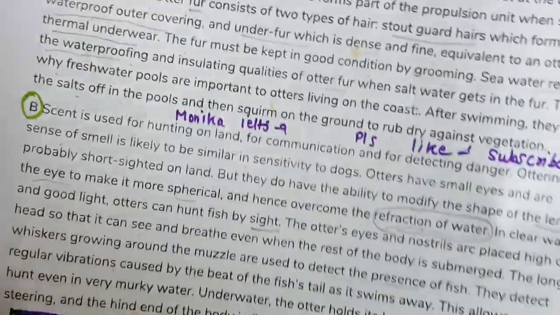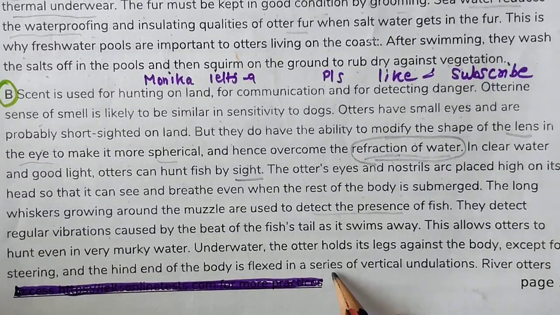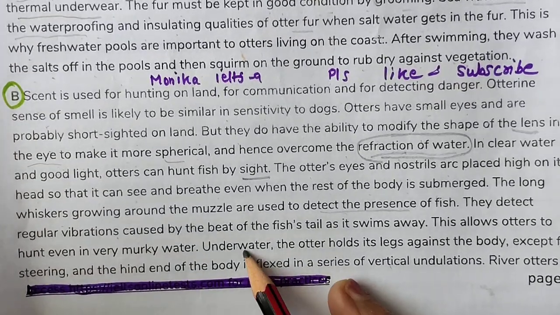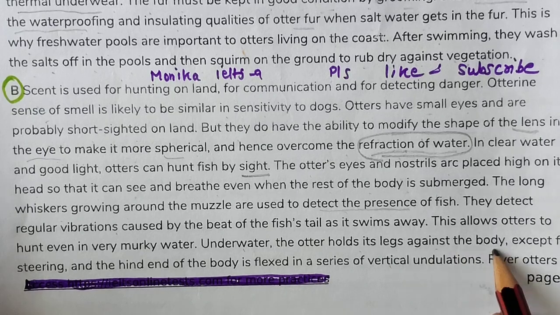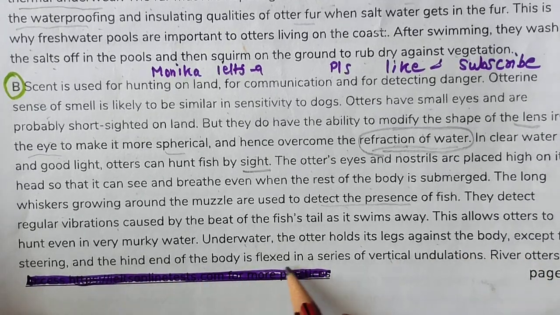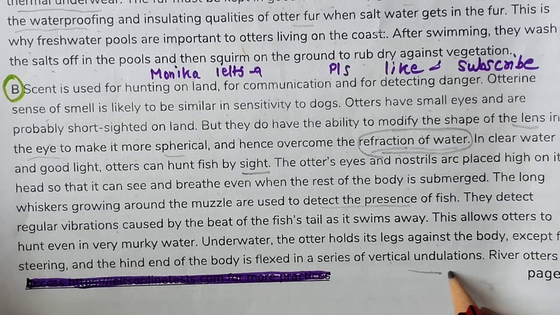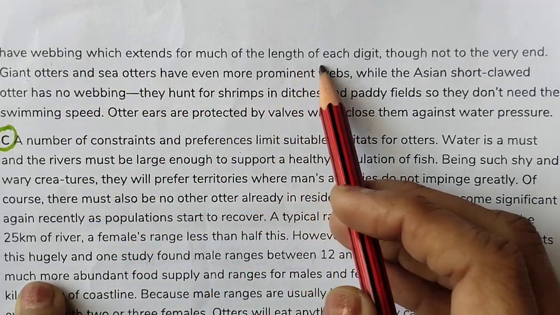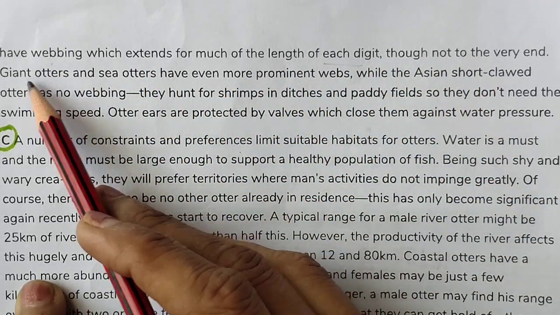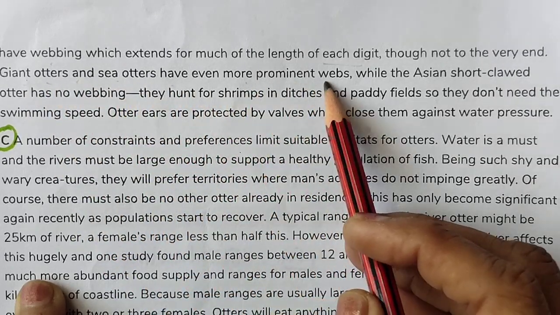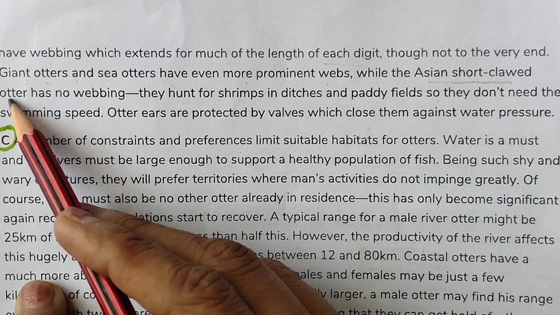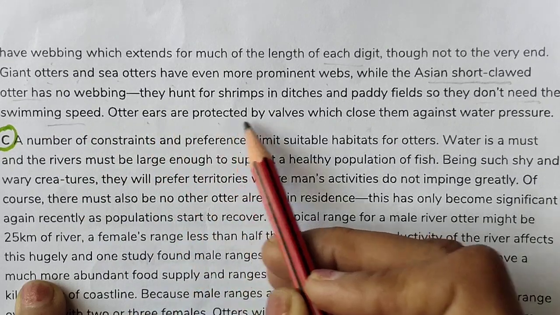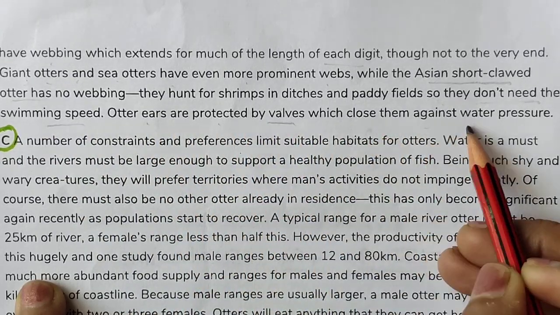Okay, so let's move on to the next page of this reading. That is not the end of this B paragraph. Okay, so they have, starting underwater, the otter holds its legs against the body except for steering, and the hind end of the body is flexed in a series of vertical undulations. River otters, let's move. So having extended length of each digit. Otters and sea otters have more prominent webs, while the Asian short-clawed otter has no webbing. Okay, so they don't need the swimming speed. Otters' ears are protected by valves which close them against water pressure.